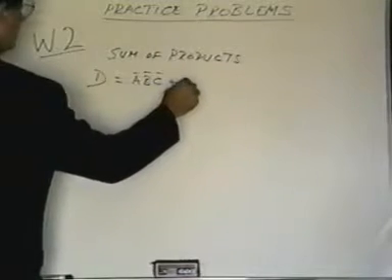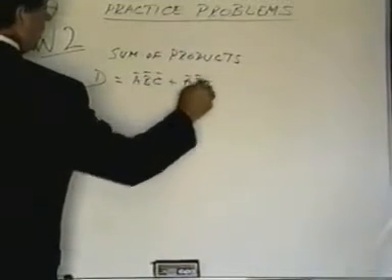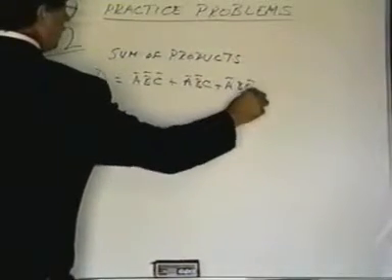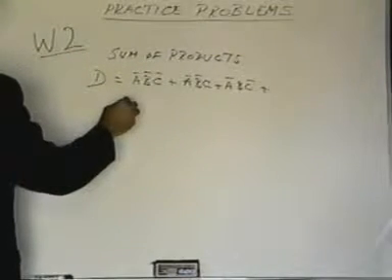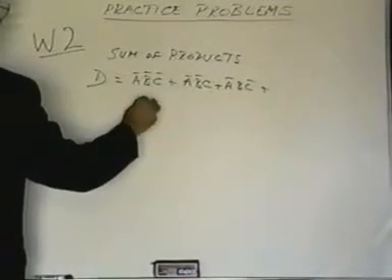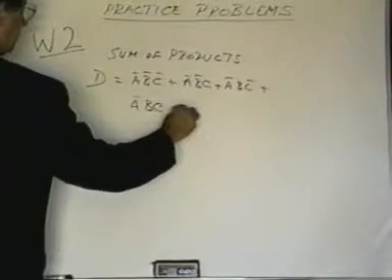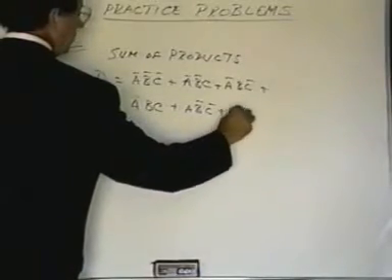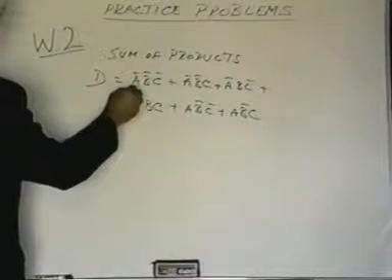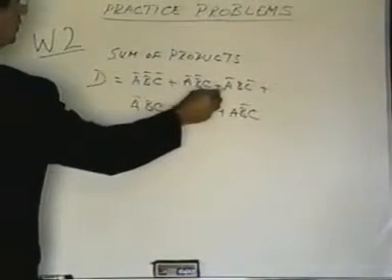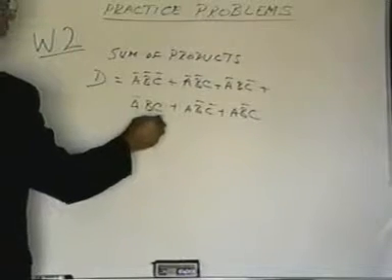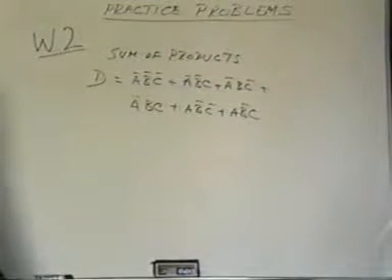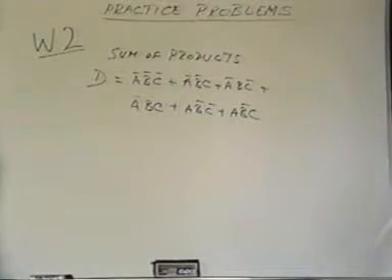Then we combine that with A naught, B naught, C. And then we have A naught, B, C naught. Continuing the next line, we would have A naught, B, C. Then we'd have A, B naught, C naught. And finally, A, B naught, C, which corresponds respectively to 0, 0, 0, 0, 0, 1, 0, 1, 0, 0, 1, 1, 1, 0, 0, and 1, 0, 1. And that would be the sum of minterms.